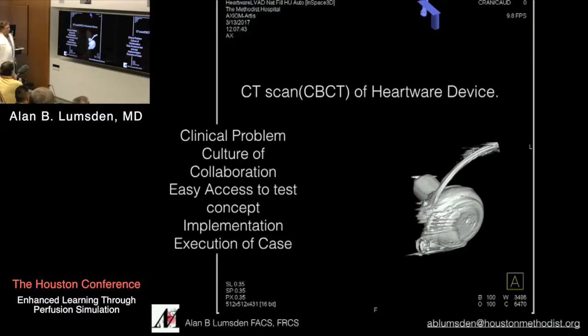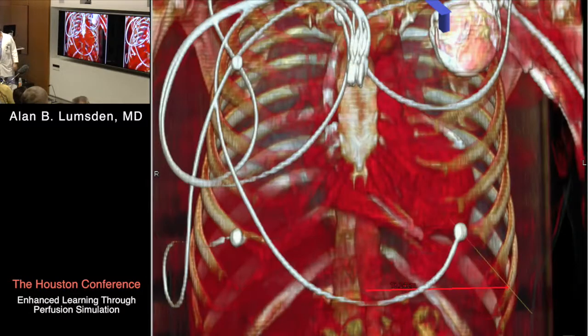So we went running around, found the hardware, brought it up here, and we made a CAT scan of the device. Okay, so this is the device. This is a CT scan of the device. It's a DICOM data set of the hardware. So then we go back. The clinical problem is that we need to be able to collaborate. We need to be able to test these concepts of how we're going to do this.